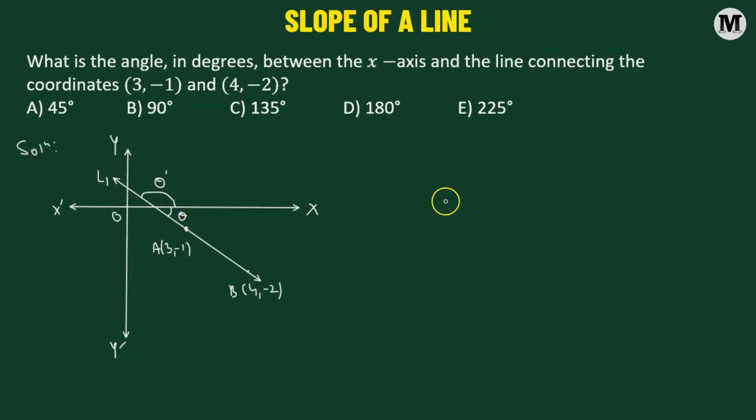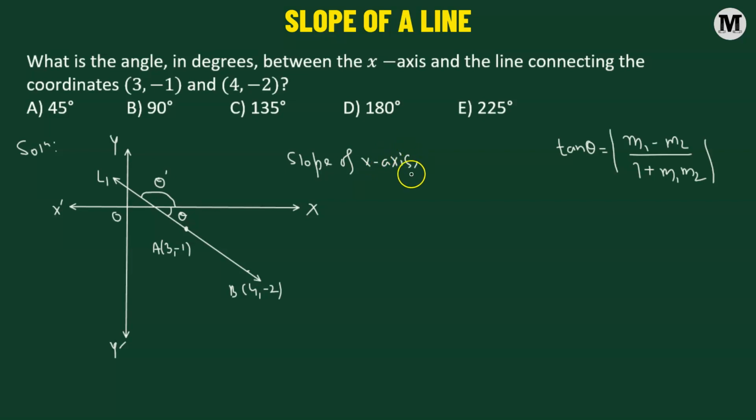To find out the angle theta, we're going to use the formula tangent of theta is given by the absolute value of (m1 minus m2) divided by (1 plus m1 times m2), where m1 and m2 are the slopes of the two lines. Okay, so let's find out the slope of the x-axis. Now what's the slope of the x-axis? We're going to denote it by m1.